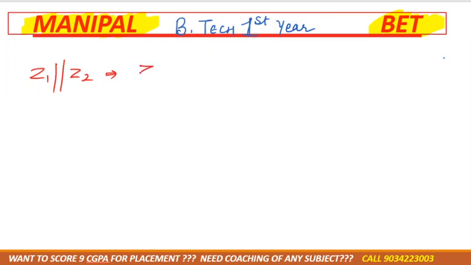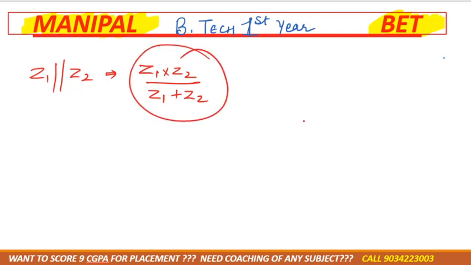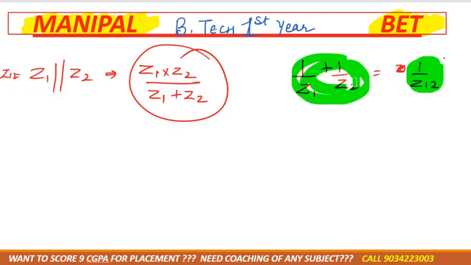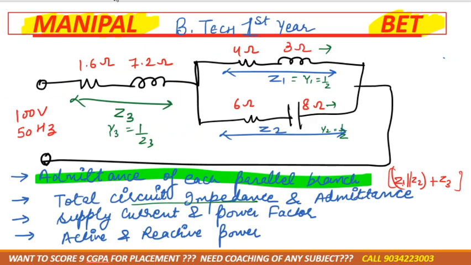We have two methods: Z1 into Z2 divided by Z1 plus Z2. Either you can adopt this, or you can do 1 by Z1 plus 1 by Z2 is equal to, let us consider Z12, then that would be 1 by Z12. But the maximum of students forget to reciprocal it. In this case, you have to remember that whatever answer you are getting, you have to invert it, right? 1 by. So now after getting impedance, you can get admittance also, that is total admittance is 1 by Z.